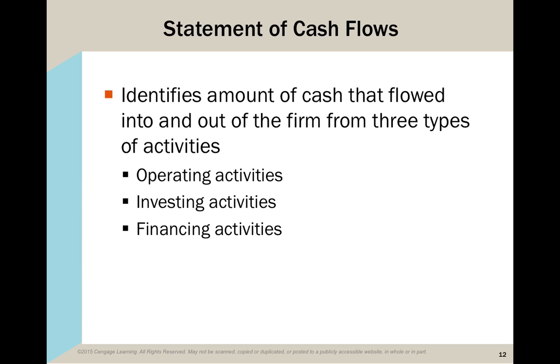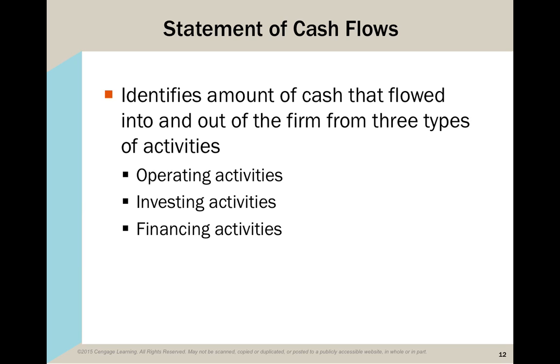Now, the statement of cash flows looks at where money or cash is flowing into the firm and where it is flowing out of the firm. And there are three specific activity types that are reviewed to see how the cash flow is moving. So operating expenses, and that includes activities that show the amount of cash the company has earned from selling its goods or services.